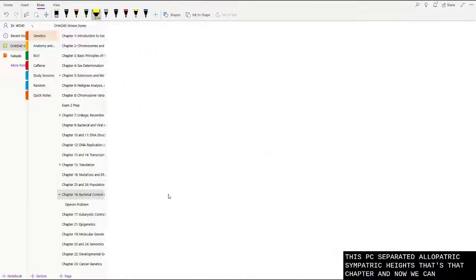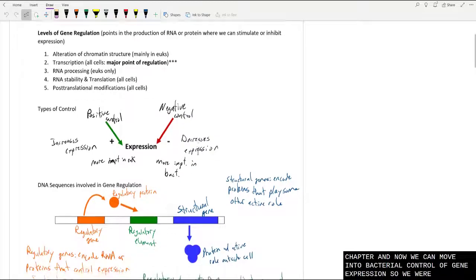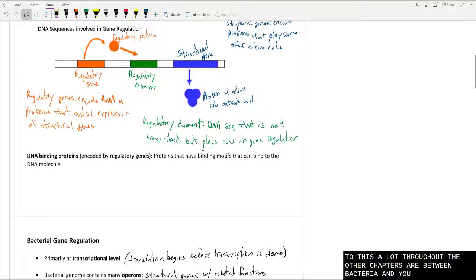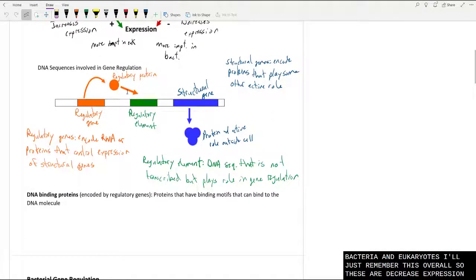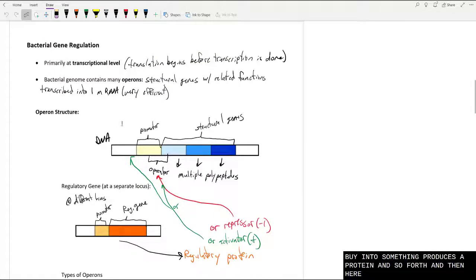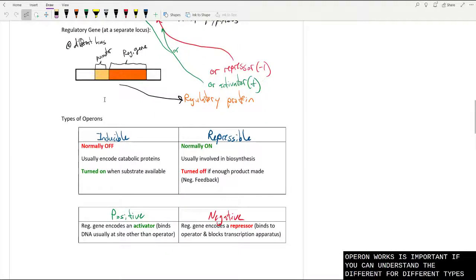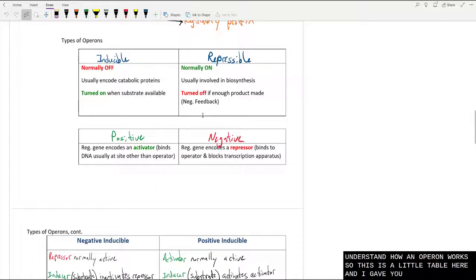And now we can move into bacterial control of gene expression. So we referred back to this a lot throughout the other chapters between bacteria and eukaryotes. Just remember this overall. These are just big picture things of how you can increase or decrease expression, regulatory proteins, how they bind to something, produce a protein, and so forth. And then here, understanding how an operon works is important. If you can understand the 4 different types of operons, then you can understand how an operon works. So this is an important little table here, and I gave you guys handouts on this as well.